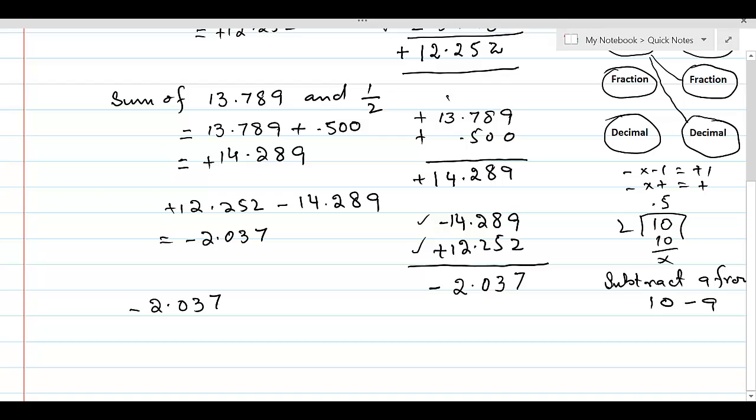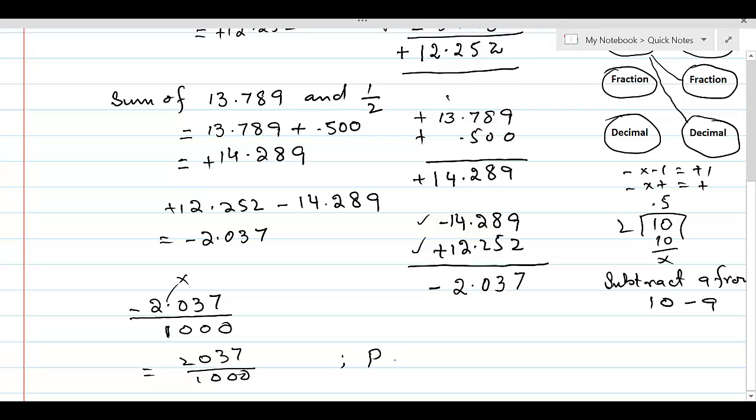2.037. How do we convert a decimal into a fraction? Let's adopt this simple procedure. Draw the line, and instead of the decimal, write 1 just below, and count how many digits are to the right of the decimal. 1, 2, 3. So there are 0, 3, 7. So there are three digits. So place 3 zeros here, and then take away this decimal from here. This gives us 2037 over 1000.